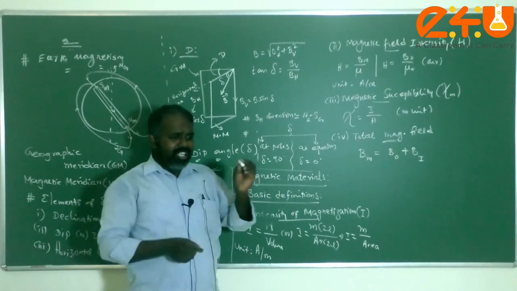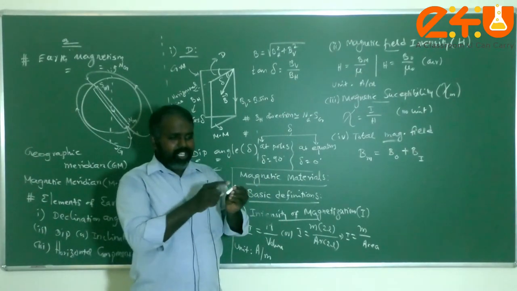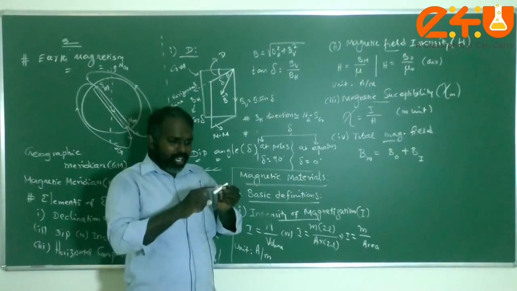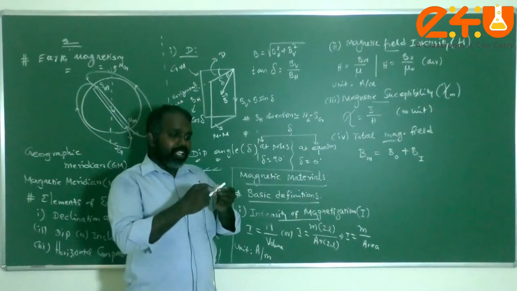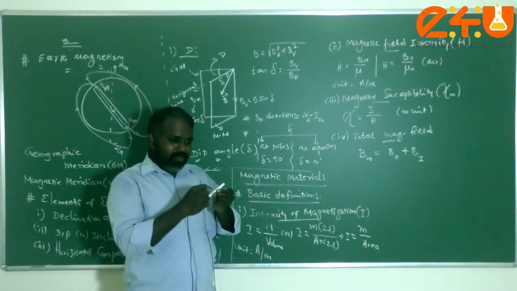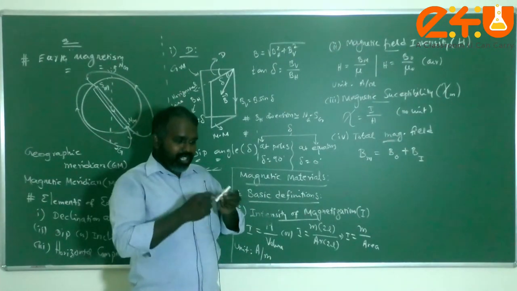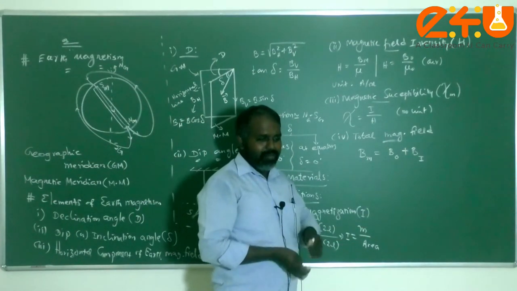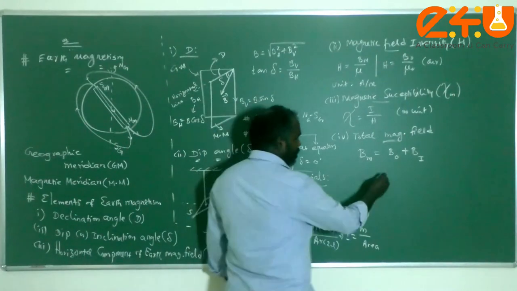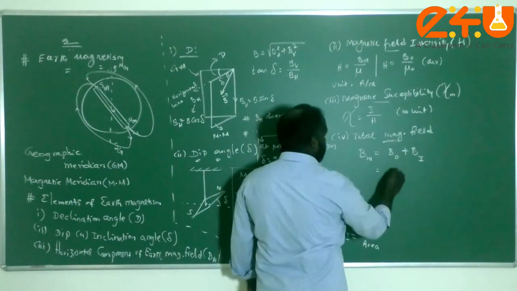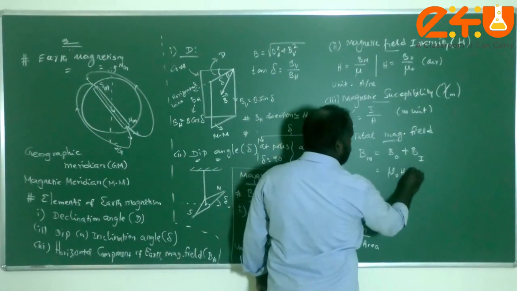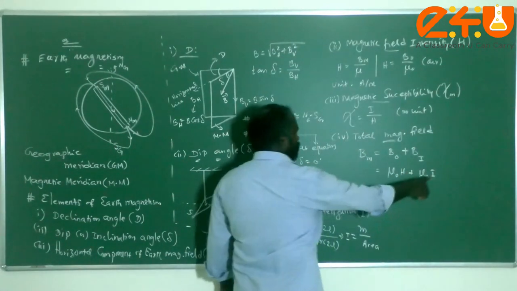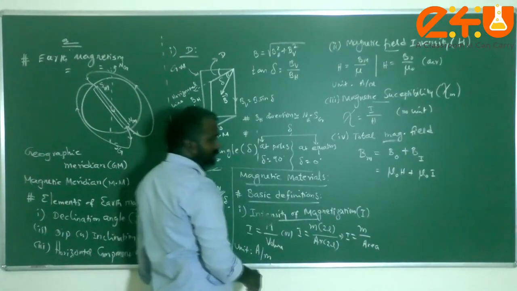Because of that alignment in the molecular magnetic moments in the specimen, this material now behaves like a magnet, and it will produce its own magnetic field. That is called the induced magnetic field. B naught is very similar to mu naught H, plus B_I, which is nothing but mu naught I. Here I means the intensity of magnetization.